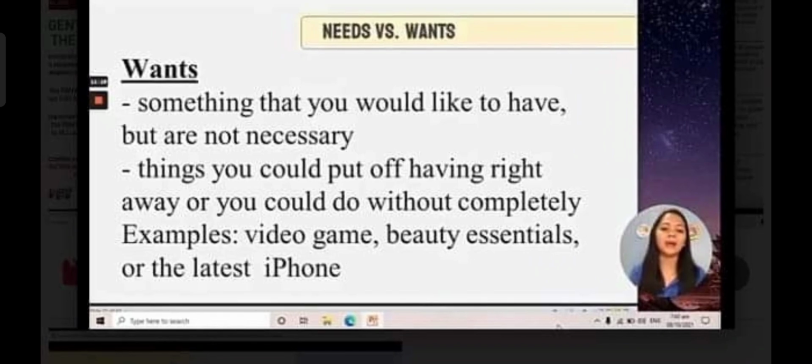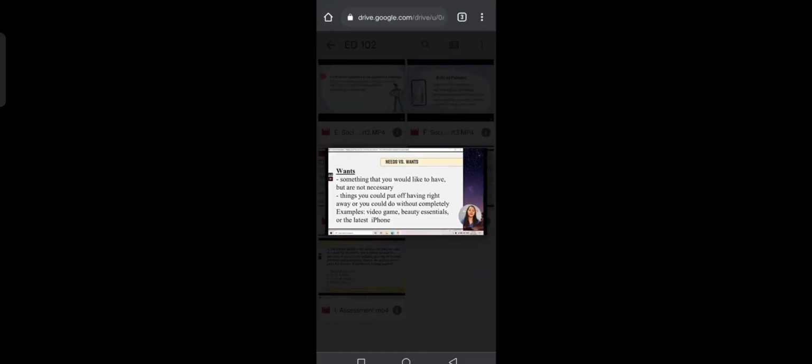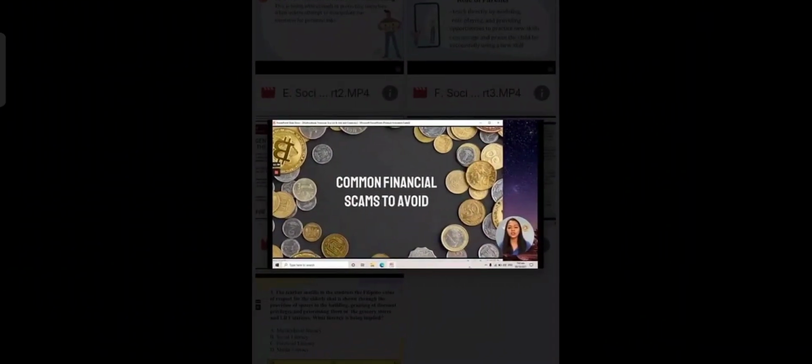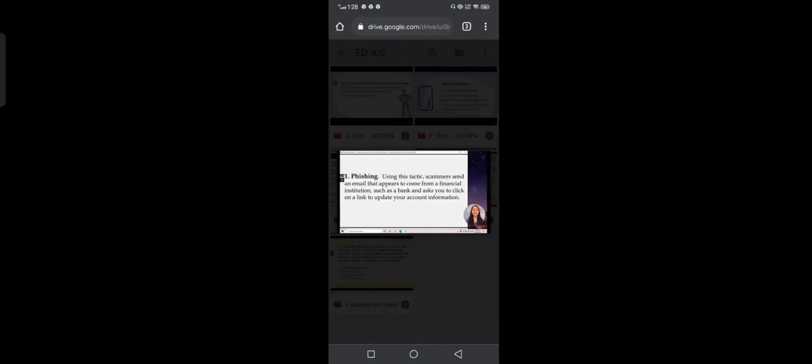Wants are something that you would like to have but not totally necessary. For example, a cell phone. It's not important to have a cell phone if you didn't have money. Wants are things you could put off having right away, or you could do without completely. Examples: video games, beauty essentials, or the latest iPhone, gadgets, and so on. Those are also wants.